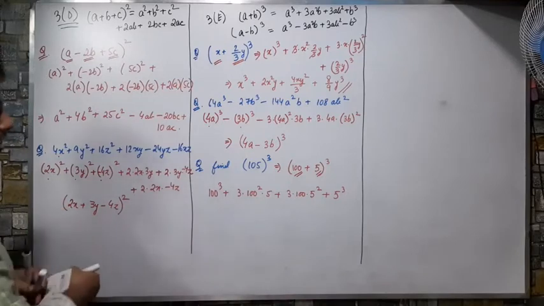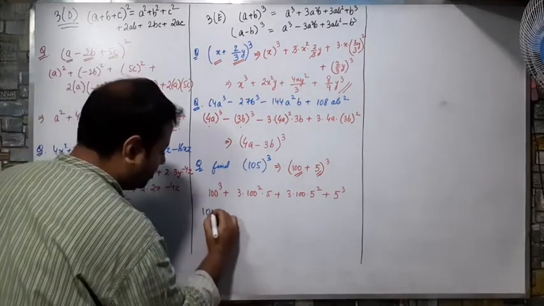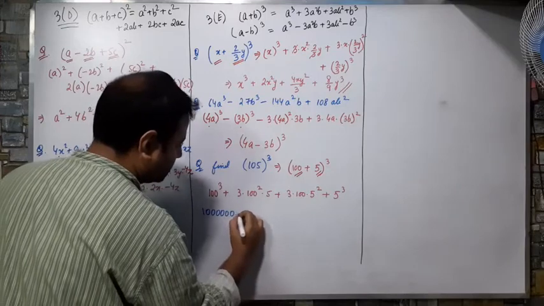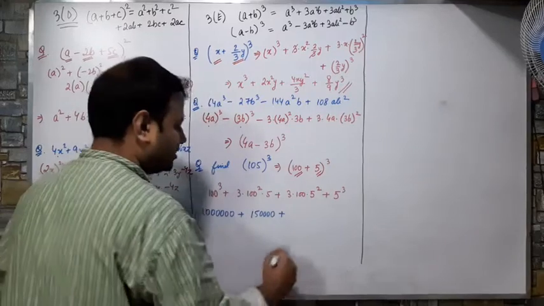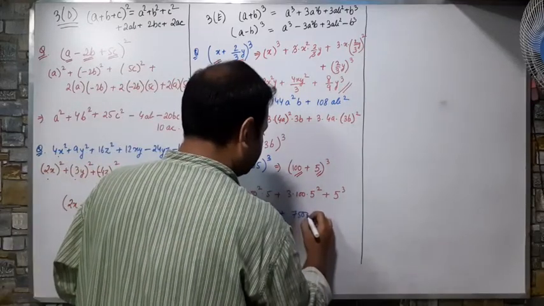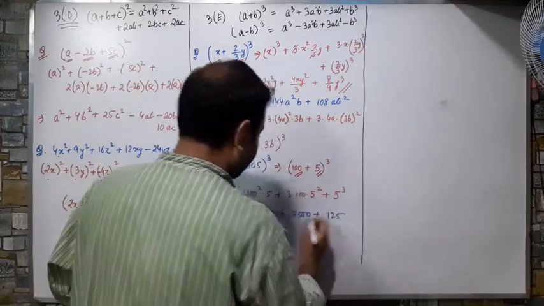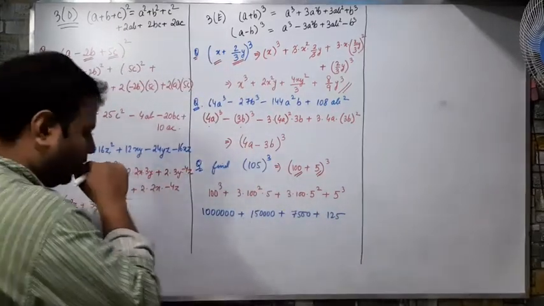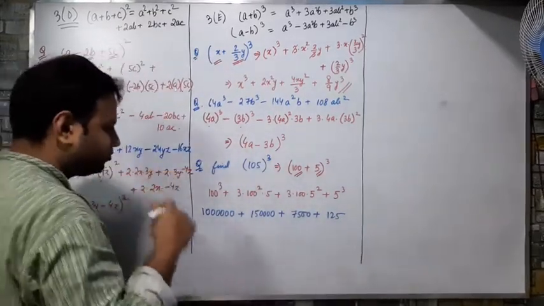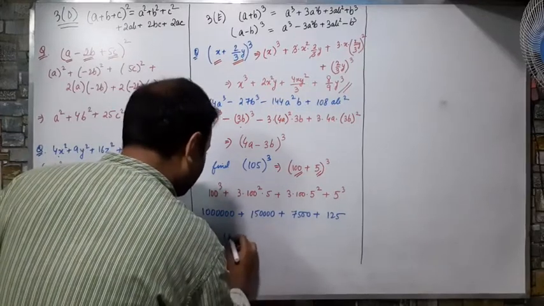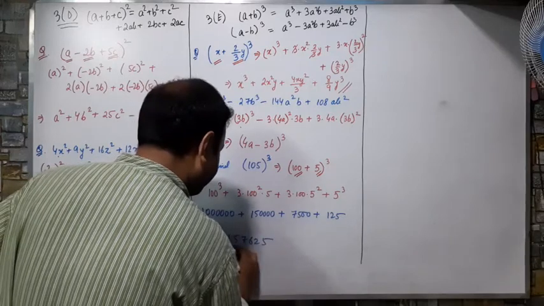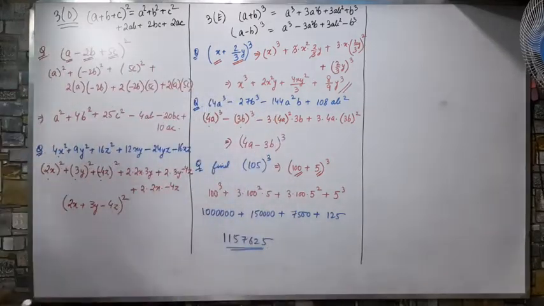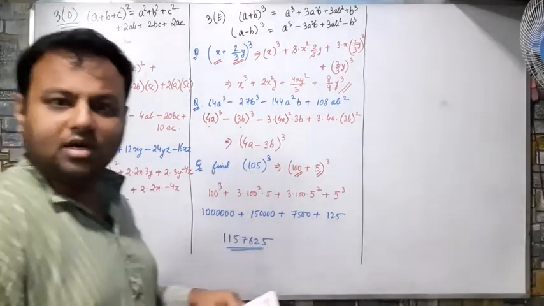Okay, this is the thing. So 100 cube is 1 followed by 6 zeros, plus 150000, plus 7500, plus 125. So when you find the sum of all, what will you get? You will get 1157625. This is the cube of 105. So this is how my questions are to be completed.